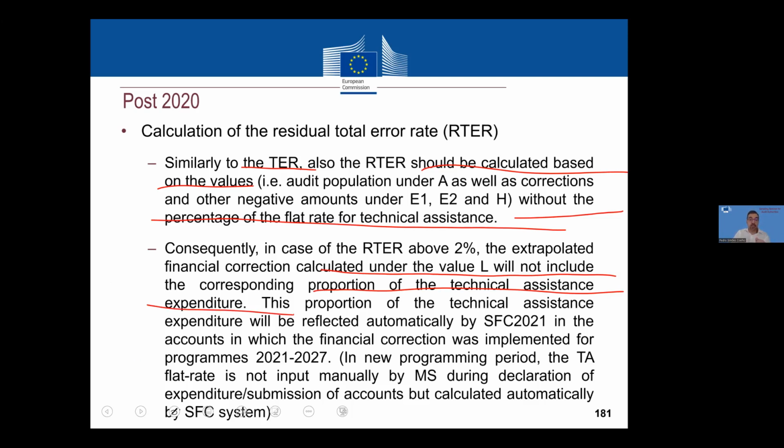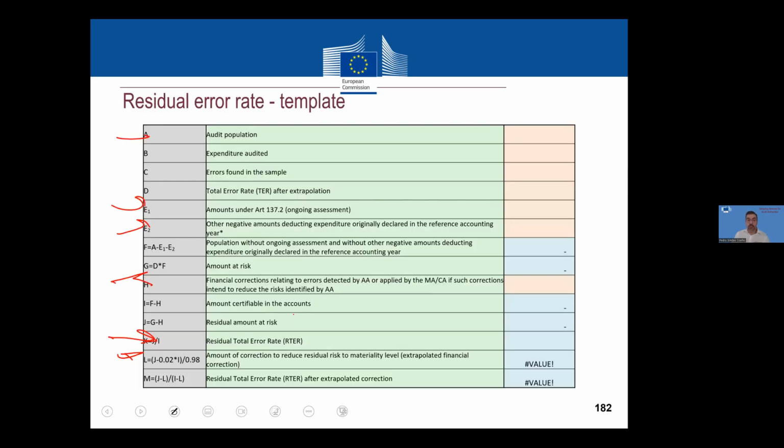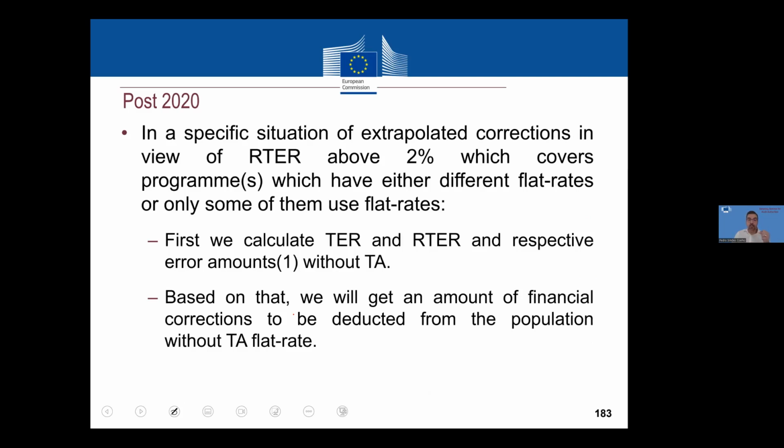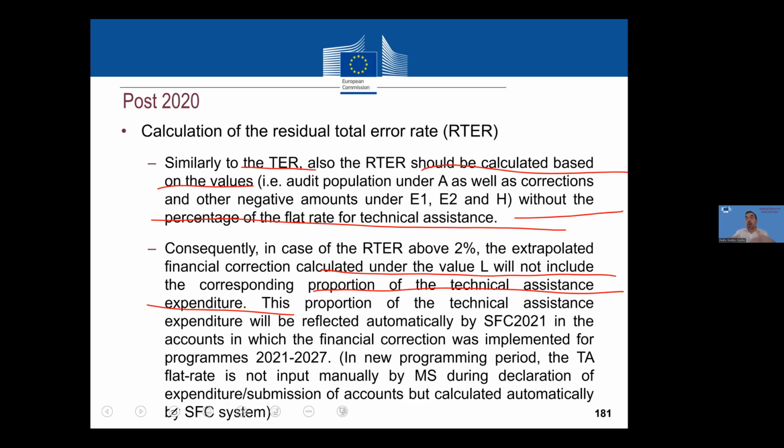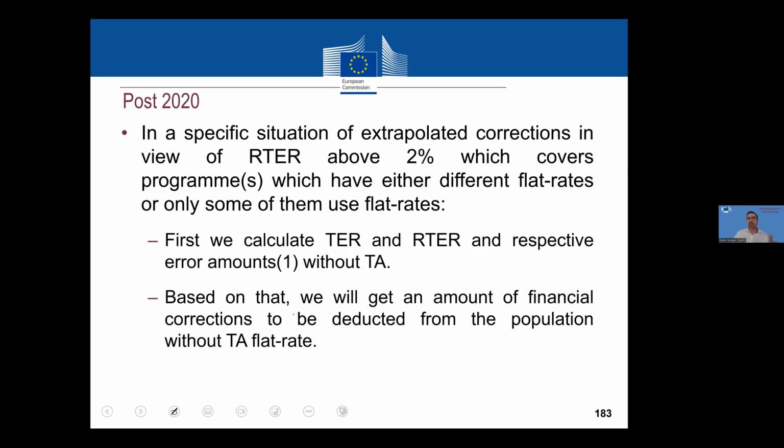As Ms. Barbara Koschak said just before the break, for the 21-27 period, the proportion of technical assistance expenditure will be automatically reflected by the SFC 2021 in the accounts in which the financial correction was implemented. This means that in the new programming period, the total technical assistance flat rate is not inputted manually by the member state, but calculated automatically in this system. So if we just have one flat rate, this correction is done automatically by considering in this system the correction by the amount of error rate. So no problem here.